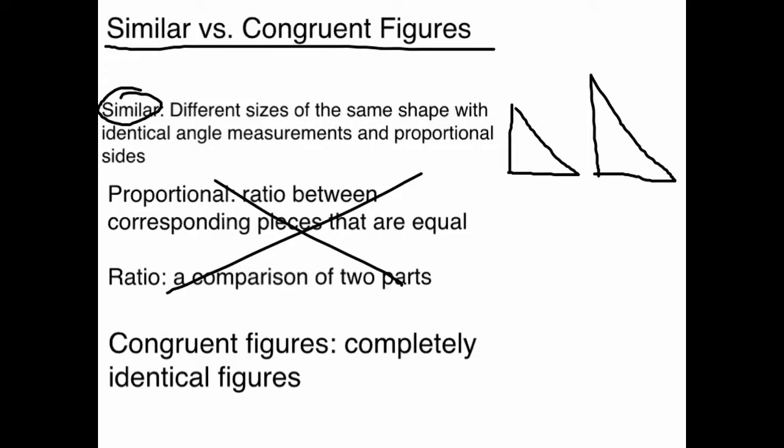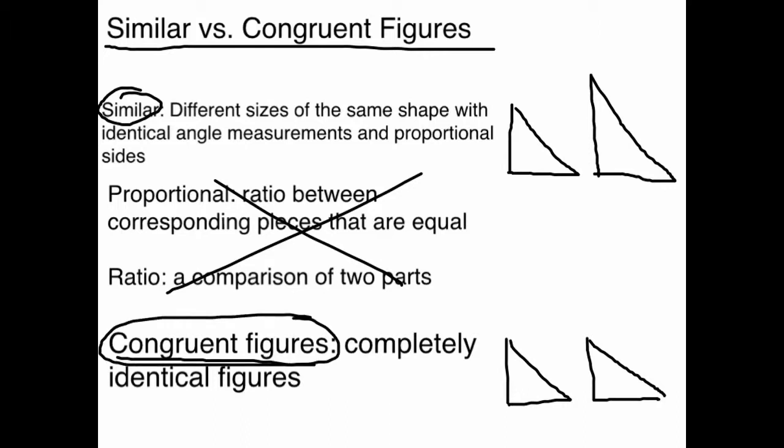All right, and then we're going to talk about congruent figures. Congruent figures are completely identical figures. They have to have the exact same shape, the exact same side lengths, and the exact same proportions. The way I know if something is congruent is if I can literally put one shape on top of the other, and it would look exactly the same. It would look like it was one shape instead of two. So make sure that you have down our definition for congruent and similar, and let's move into some examples.